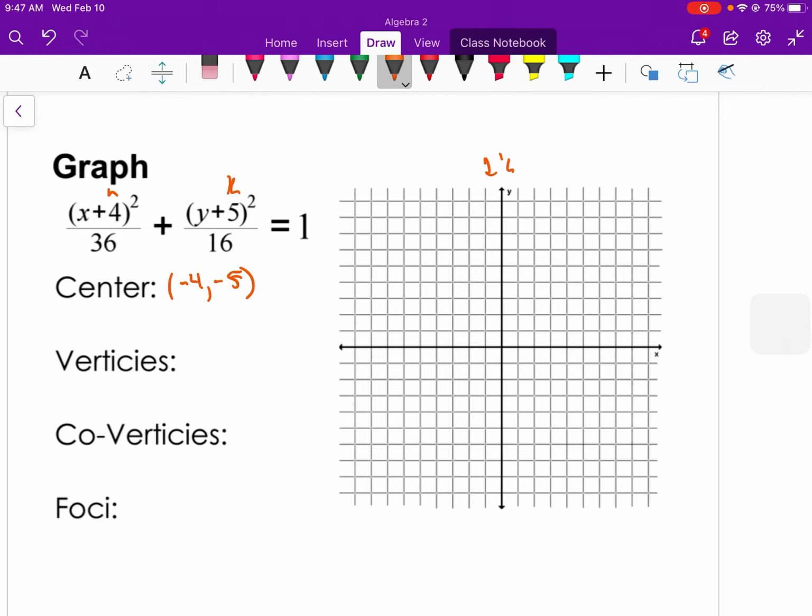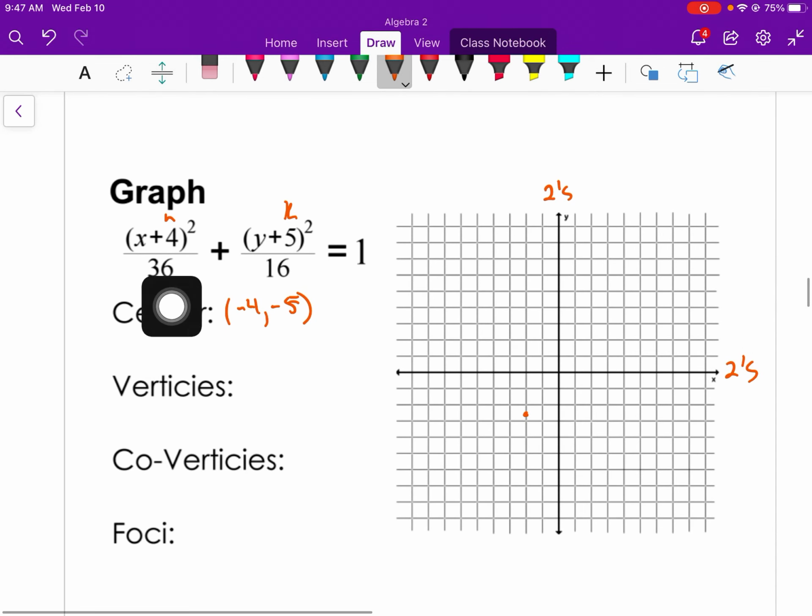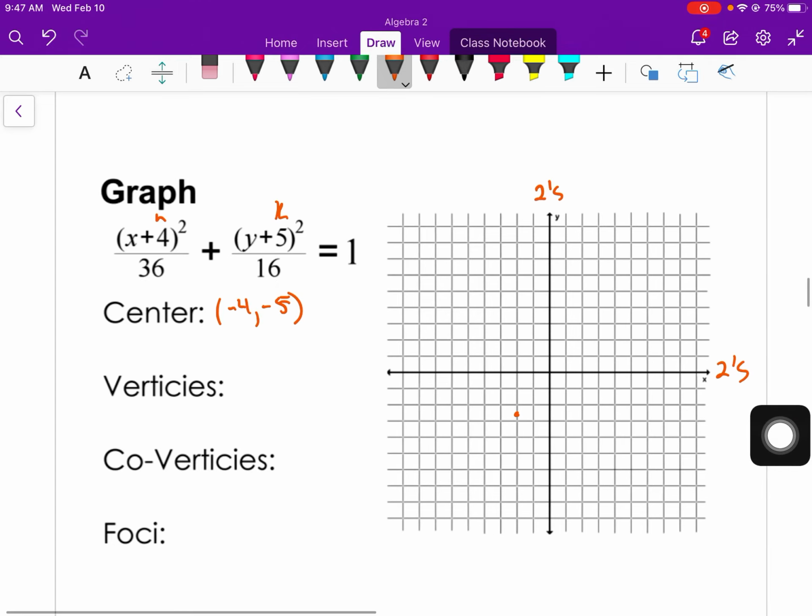So we can plot that. I might scale it by 2s. I can't tell as of right now if it's going to be too big, but this way I'll be sure that it'll fit on the graph. So if we go by 2s, -4, 2, 4, 5 would be right there. The vertices, since x is with the bigger of the two values, so 36, it's going to be horizontal. Our vertices are with the bigger of the two for the denominator.